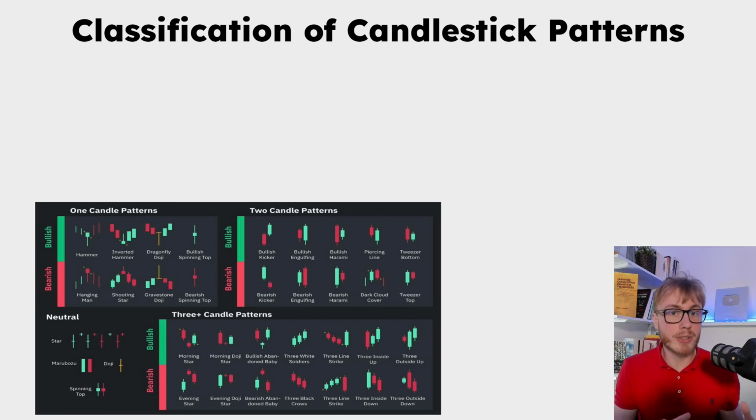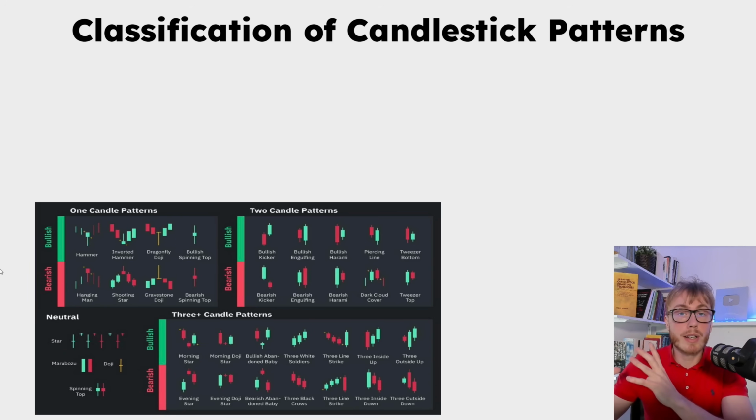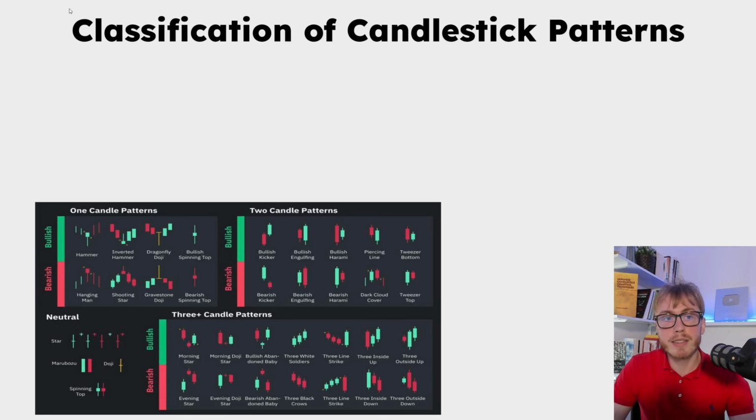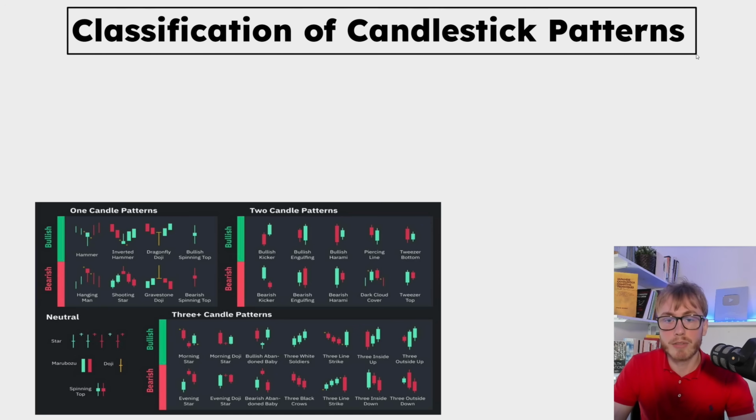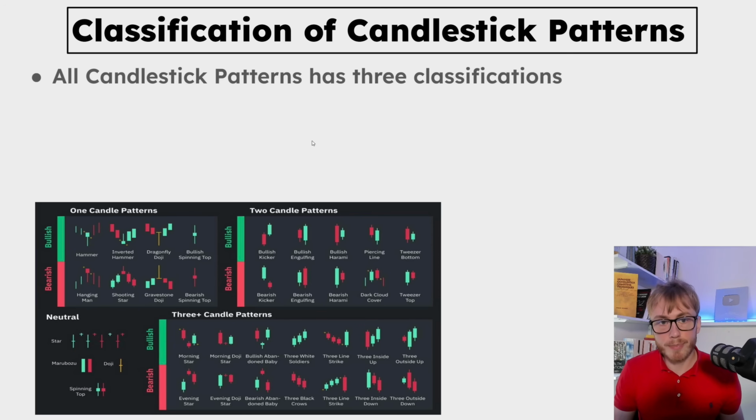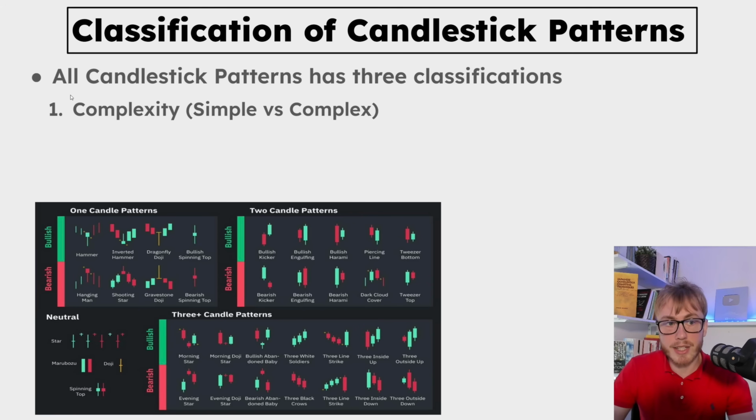All right, so at this point in the course, you already have a pretty good understanding of how to read candlesticks. You know about wick analysis, you know about momentum and strength. So now we are very soon ready to start taking a look at our candlestick patterns and also our candlestick pattern trading strategies. But real quick, before we look at that, we need to learn about the classification of candlestick patterns. So first of all, candlestick patterns have 3 different classifications. The first classification is called complexity. And a candlestick pattern can be either simple or complex.